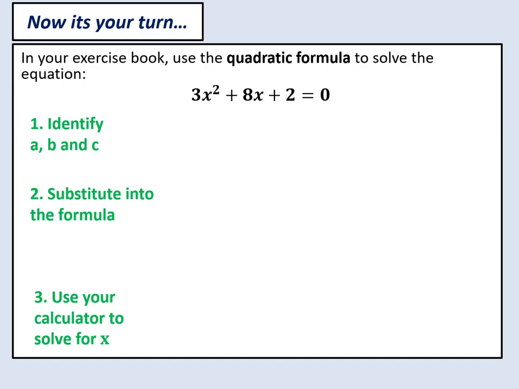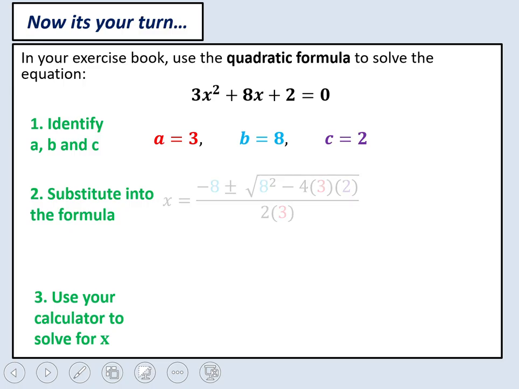So the next question that we're going to look at is 3x squared plus 8x plus 2 equals 0. So the same thing, we've got a few things we need to do. One is identify A, B, and C. So in this case, A is 3, B is 8, and C is 2. So it's literally knowing what A, B, and C is in the standard form. The second thing is just substituting those values into the equation.